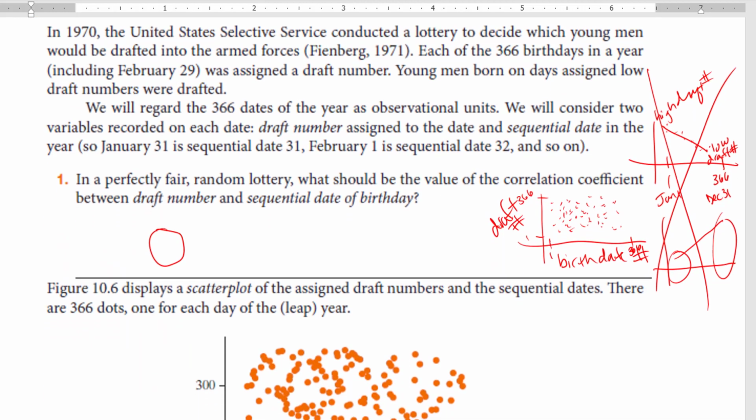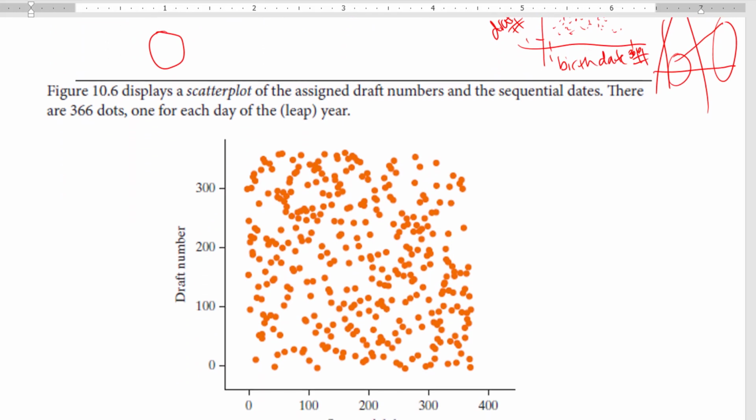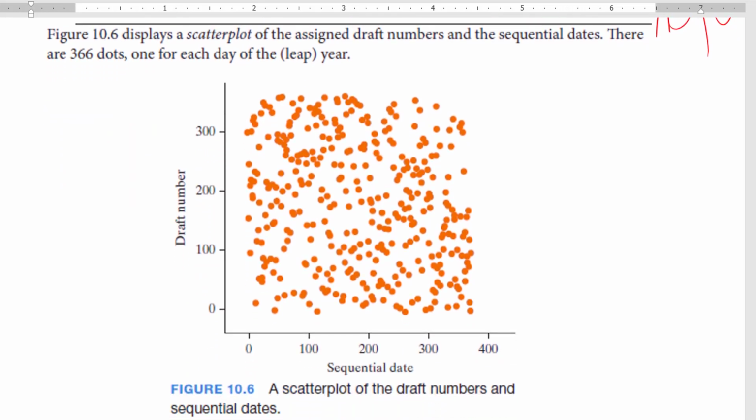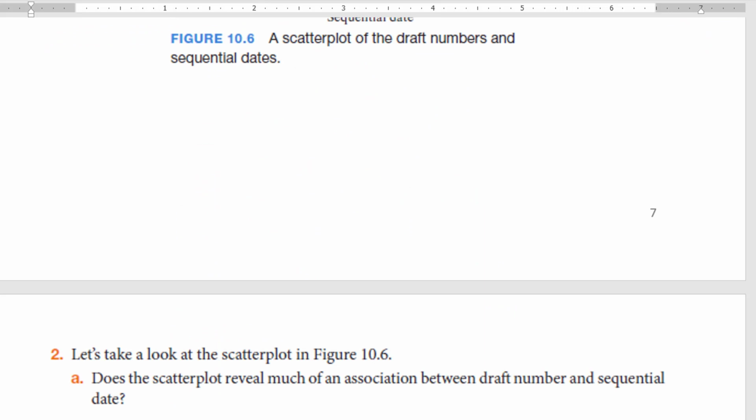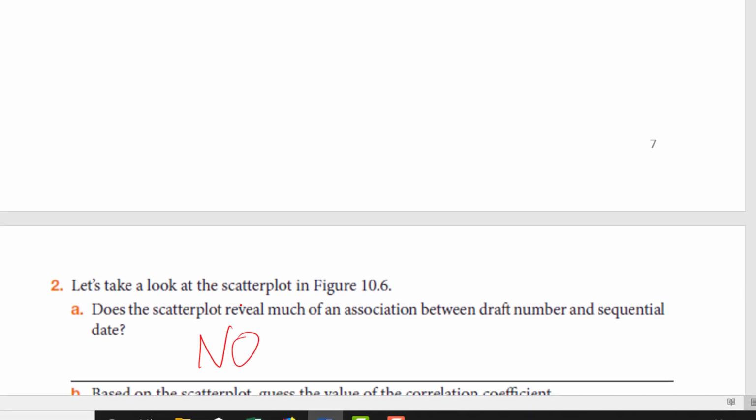Okay, so this figure below, Figure 10.6, shows the actual scatter plot for the 1970 draft that occurred. So you see it looks pretty random, right? It looks like a bunch of scattered dots. There are 366 dots there. So it says, let's take a look at that scatter plot. Does the scatter plot reveal much of an association between draft number and sequential date? No, it looks like a random scatter plot. I certainly don't see any linear pattern there.